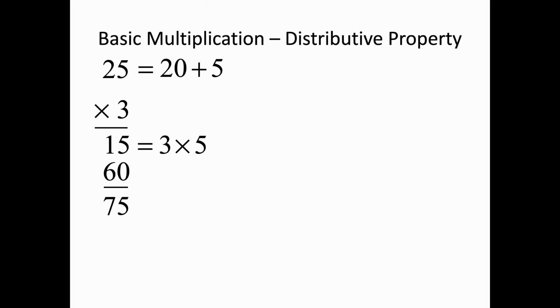To multiply 25 by 3, what you usually do is multiply 3 times 5, getting 15, and then 3 times 20 to get 60, and then adding the results together to get 75. 25 is the same thing as 20 plus 5. 15 is 3 times 5, 60 is 3 times 20, and that's how you get to 75.